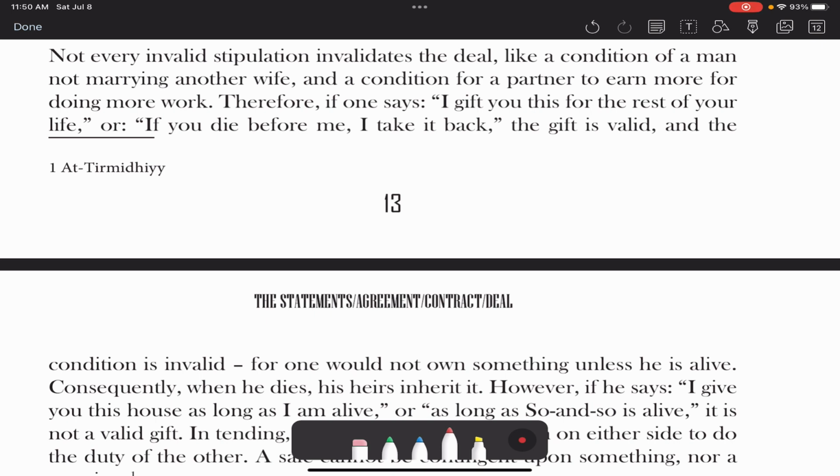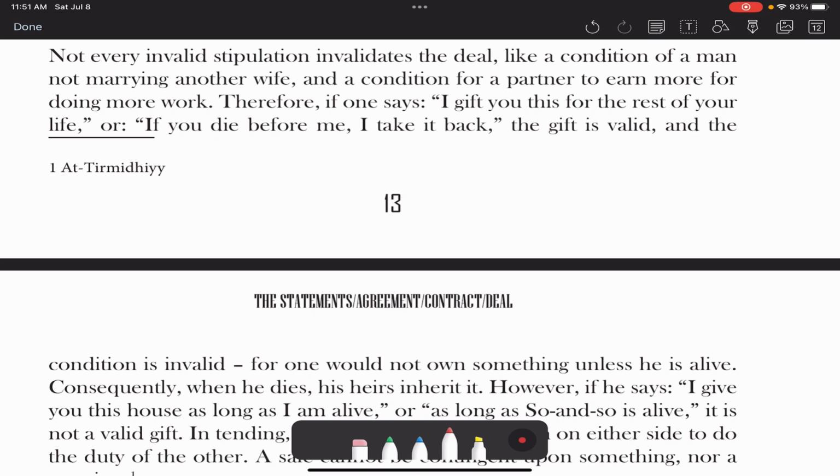Also, another example. You have a partnership, and one of the partners does more work than the other, or others. So he says, I will be partners with you all under the condition that I get paid more. Under the condition that I get higher commission than the rest of you. This condition is invalid, but the partnership is still valid.